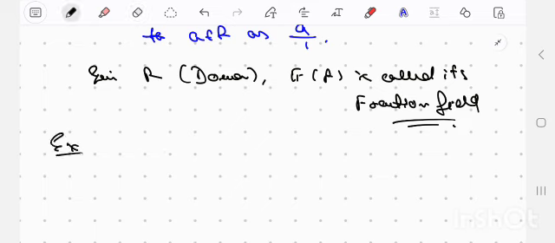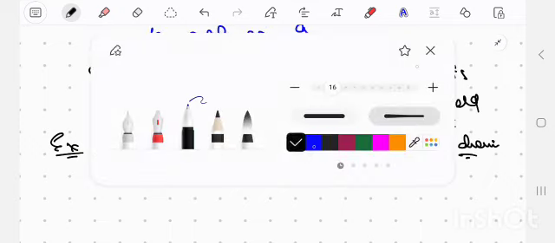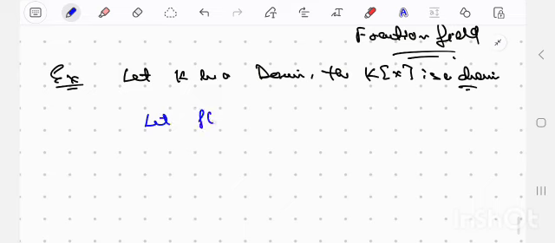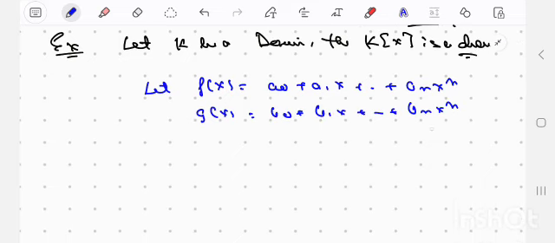So this is an exercise first, a very easy verification. Let K be a domain, then Kx is a domain. Let me just prove it in a very simple way. Let f(x) equal a0 plus a1x and so on till an x to the power n, and g(x) equal b0 plus b1x and so on till bn x to the power n. Let both of them be non-zero elements, not identically zero functions. That is, not every coefficient is zero. At least a0 and b0 are non-zero, right?